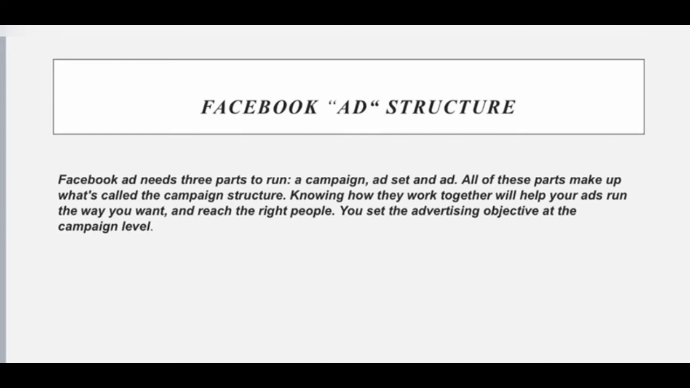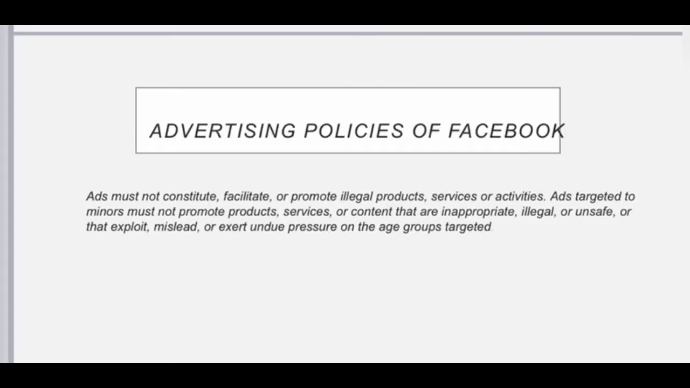A Facebook ad needs three parts to run: a campaign, ad set, and ad. All of these parts make up what's called the campaign structure. Knowing how they work together will help your ads run the way you want and reach the right people. You set the advertising objective at the campaign level.